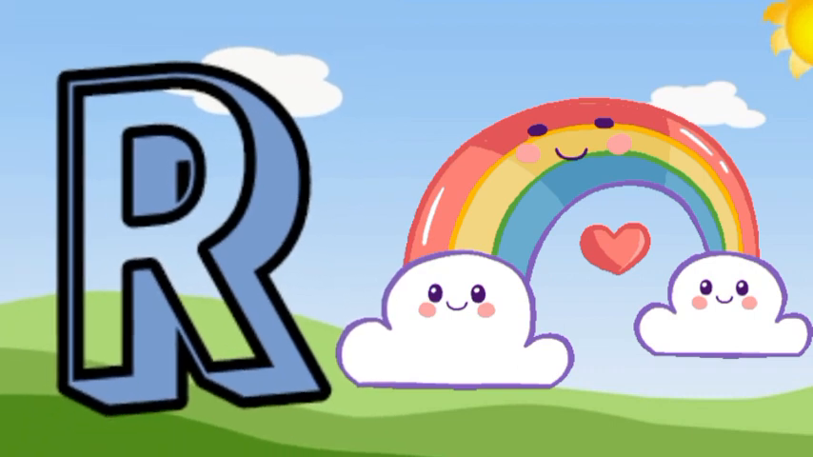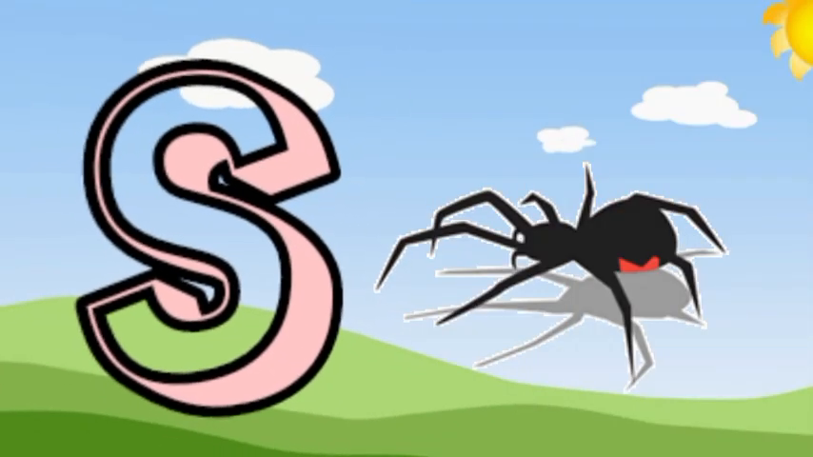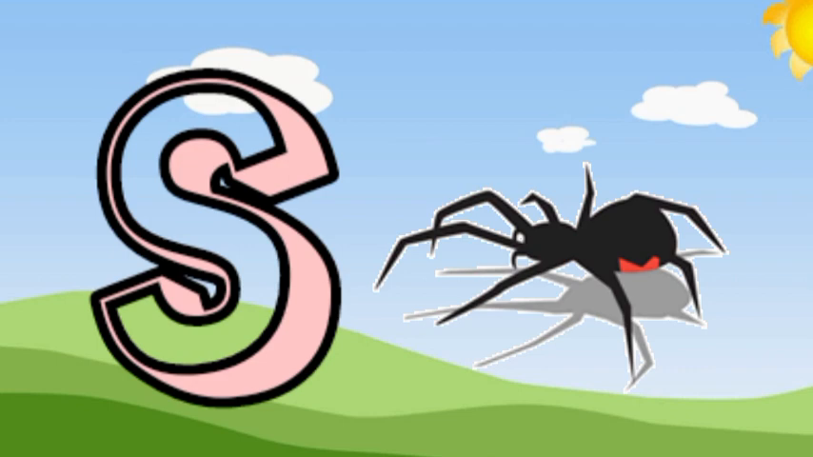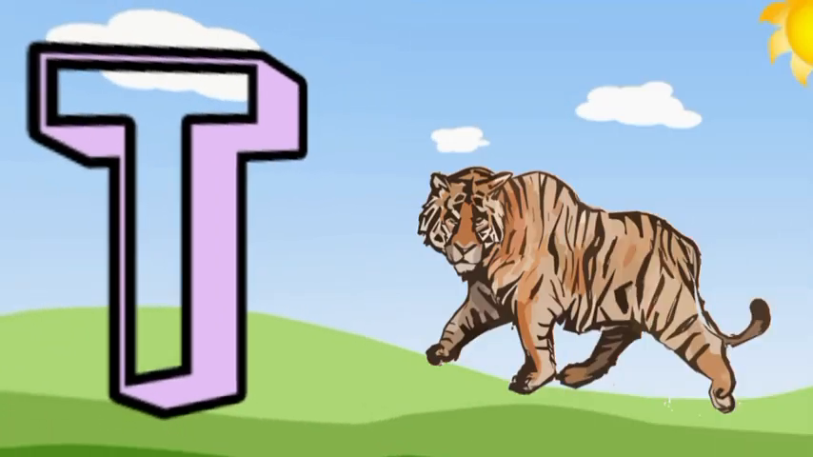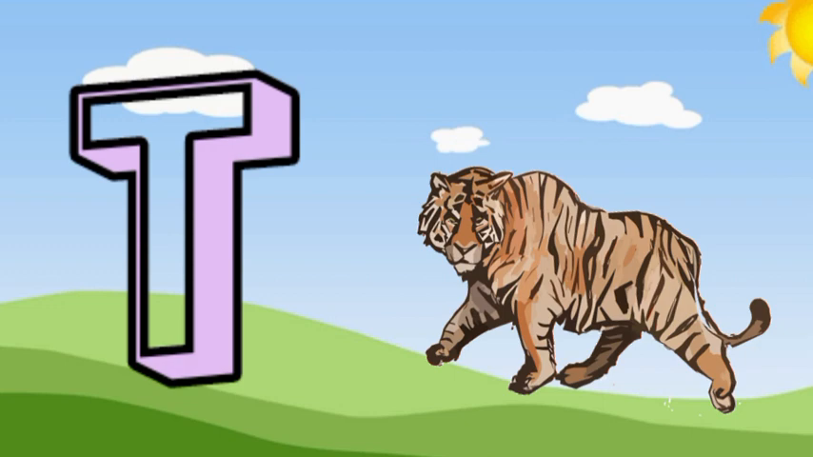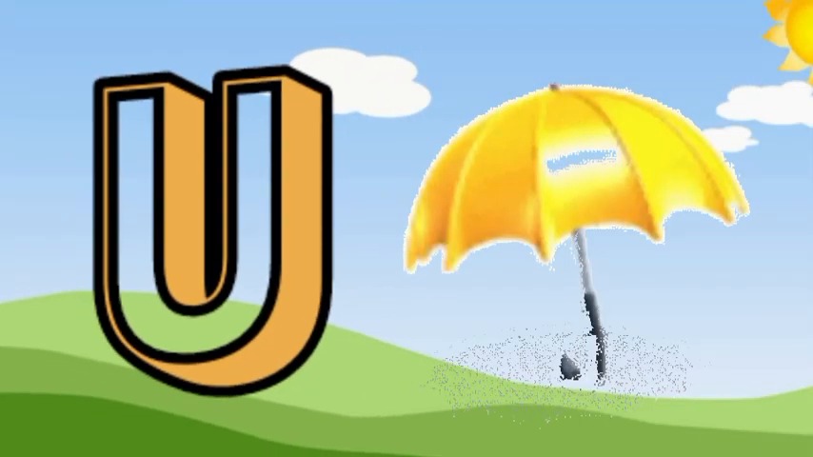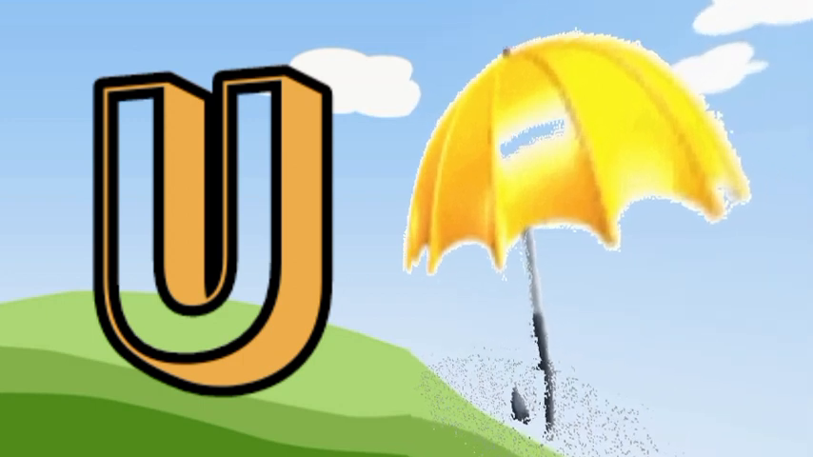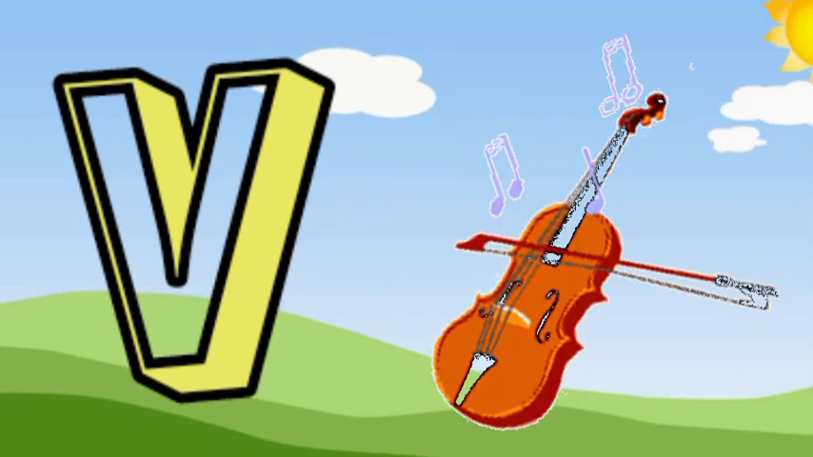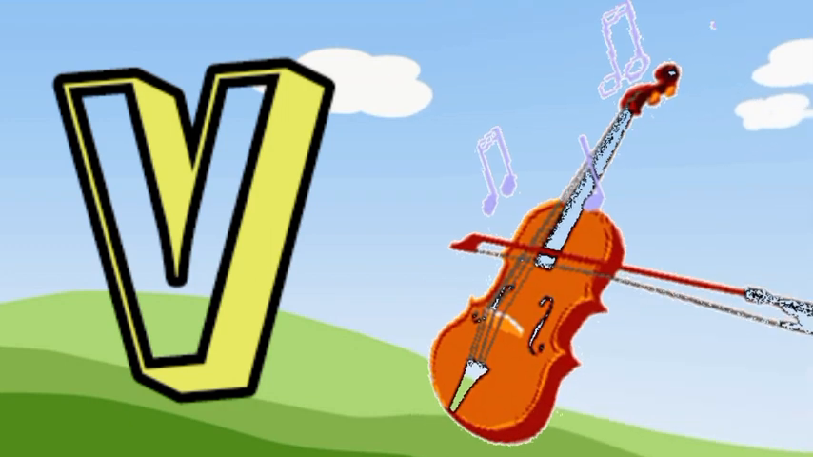R is for rainbow. S is for spider. T is for tiger. U is for umbrella. V is for violin.